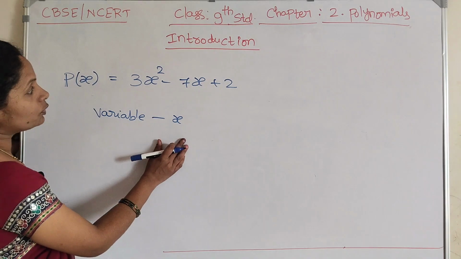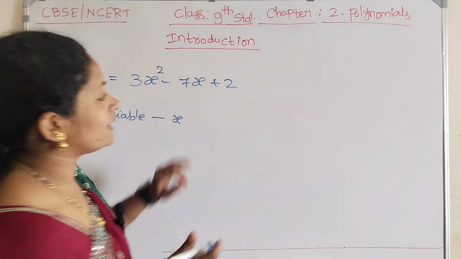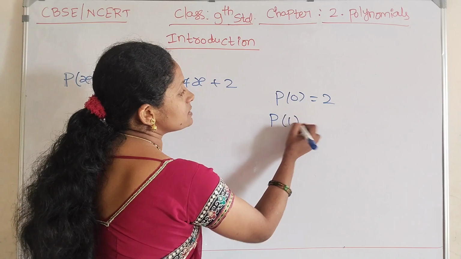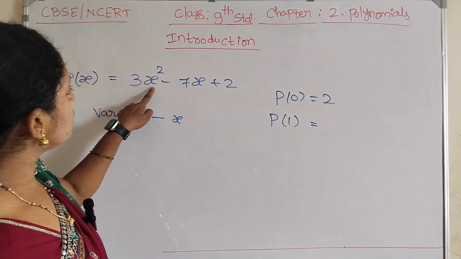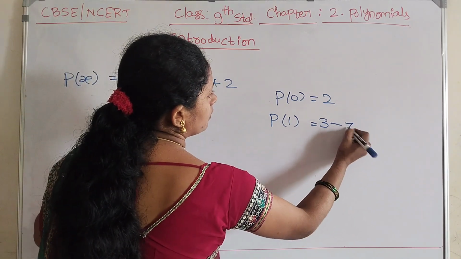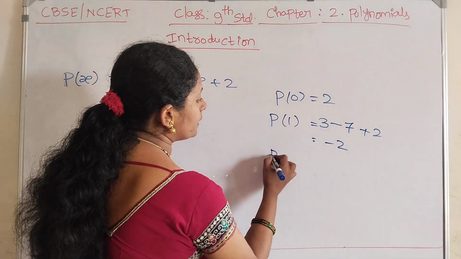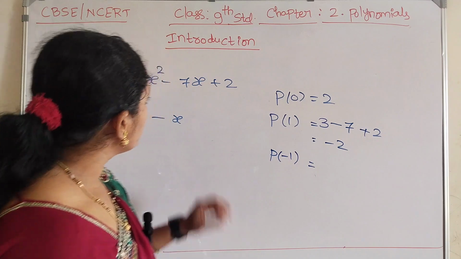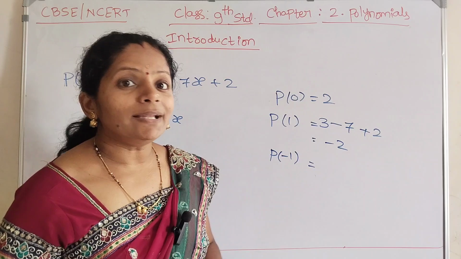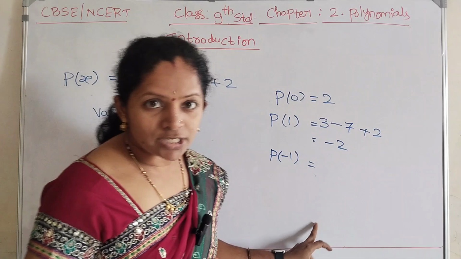If you substitute x equals 0, then this term will be 0, this term will be 0, and you will get the value 2. Next, if you put x equals 1, then 3 into 1 is 3, 7 into 1 is 7, plus 2, 3 plus 2 is 5, 5 minus 7 is minus 2. And if you put x equals minus 1, you will get a different value. Means as x varies, the whole expression's value also changes.